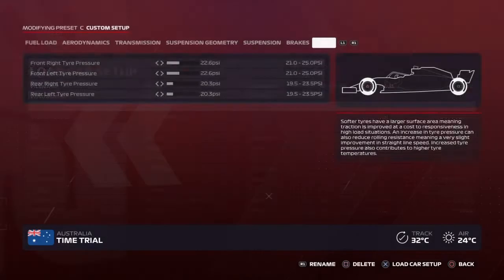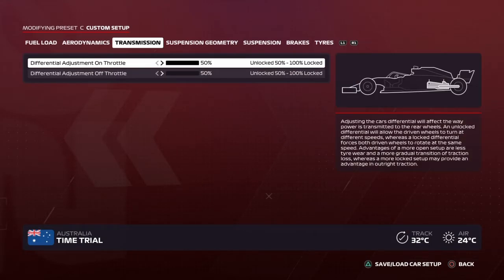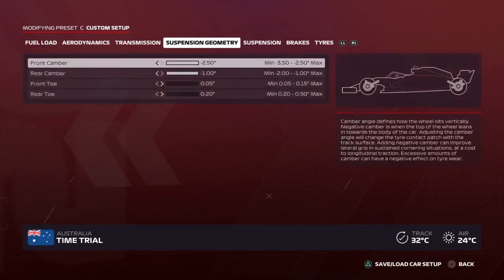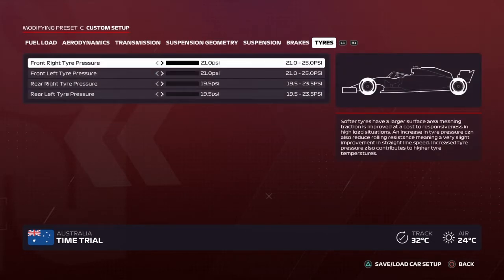At Bahrain now, we have 3.7 on the wing, 50/50 transmission, right, left, 146, 824, and all the way to the left for the tyres.